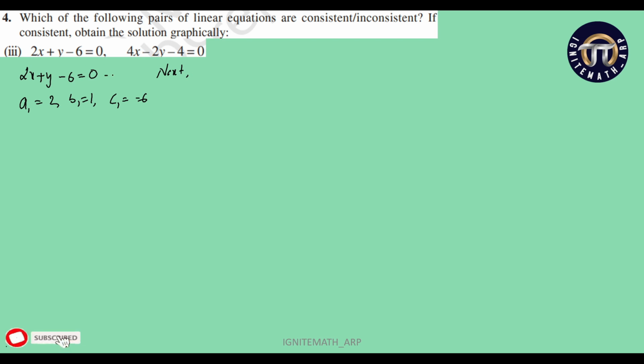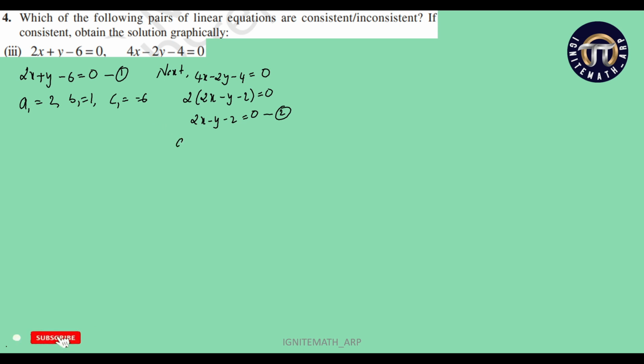This is our first equation. The next equation is 4x minus 2y minus 4 is equal to 0. I can take out 2 common over here, or directly you can write it down, no issues. Taking 2 common, I write 2x minus y minus 2 is equal to 0. I can write this as the second equation. Clear, children? I told you x should be first, y should be later, and then the constant term. Keep that in mind. So now here I will write A2 is equal to 2, B2 is equal to minus 1, and C2 is equal to minus 2.